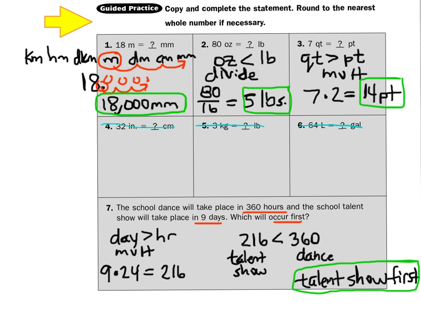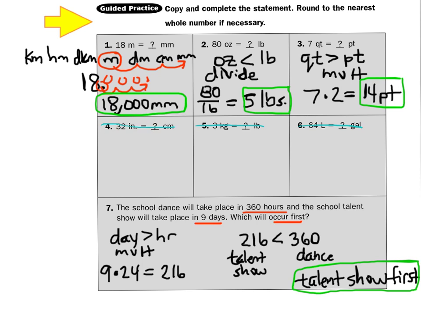Take a look at number 3. 7 quarts equals how many pints? We'll put the label of quarts, put the label of pints, and a quart is bigger than a pint, so put is greater than. Whenever it points to the right, we're going to multiply. And so I start off with my 7 from 7 quarts, and I multiply by 2 because remember there are 2 pints in a quart, and that would give me 14 pints.